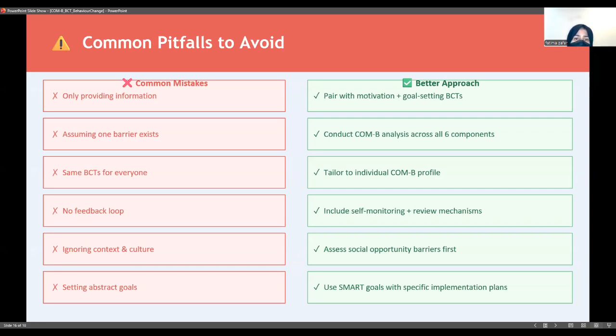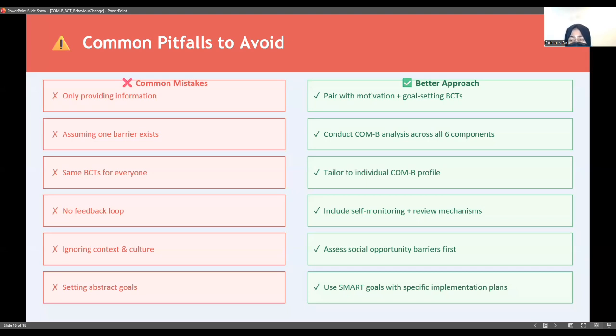Then same BCTs for everyone, how to improve it, tailor to the individual's COM-B profile. Then no feedback loop, how we overcome it by including self-monitoring along with a review mechanism. And then we have ignoring context and culture, that is, assess the social opportunity barriers first. And at the end, we have vague goal setting, abstraction, and how to overcome it by using SMART goals with specific implementation plans.